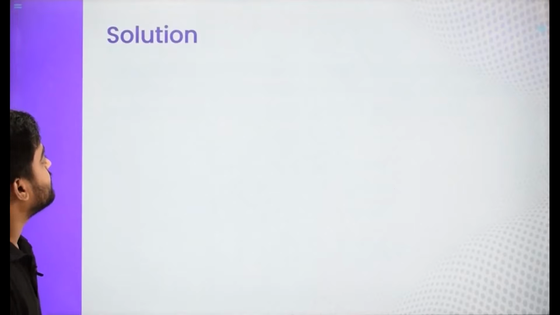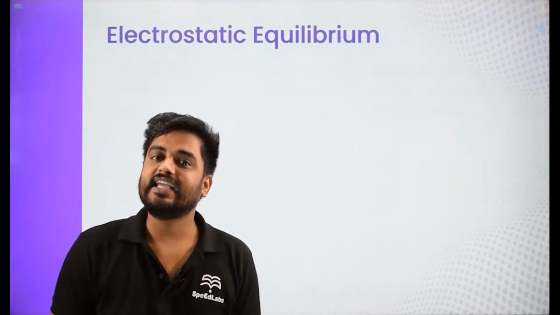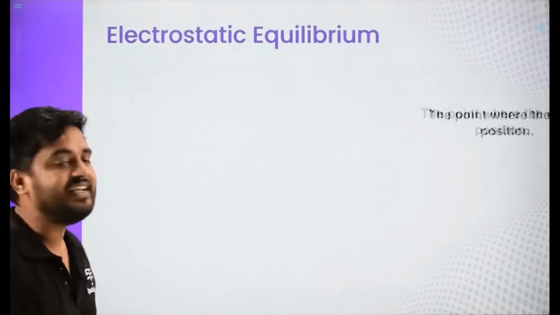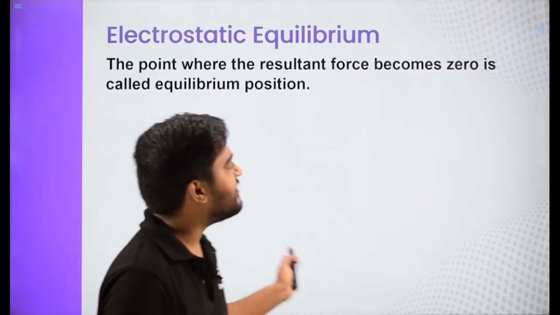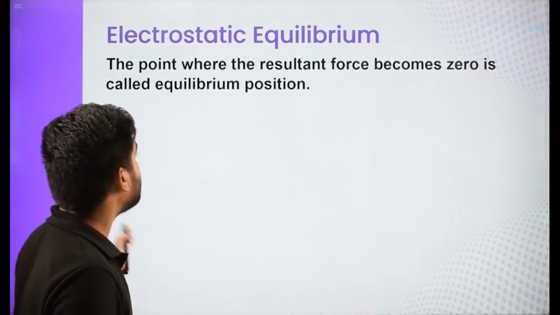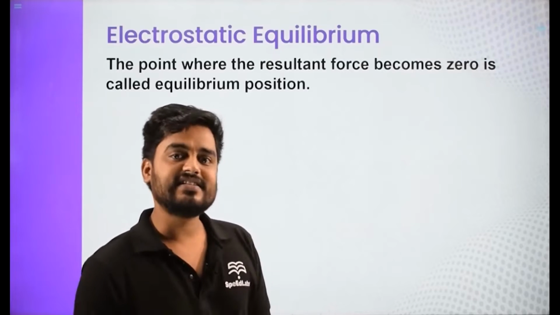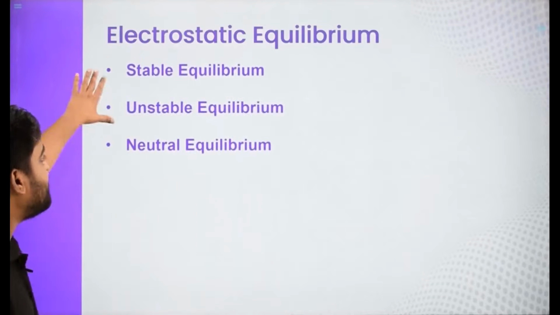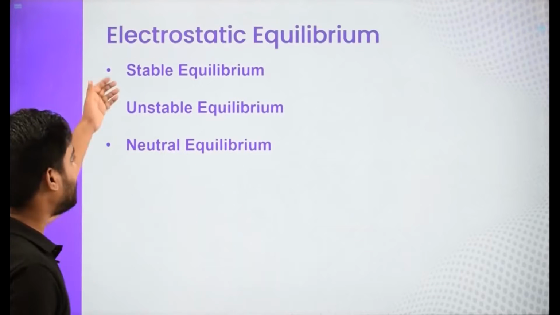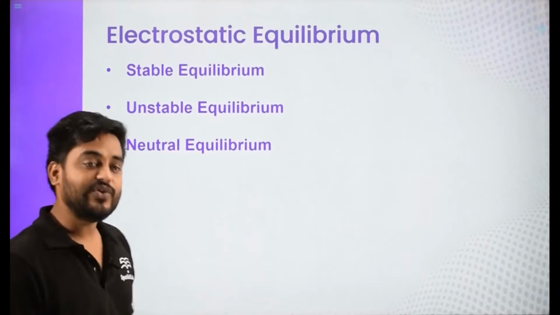Now, let us discuss electrostatic equilibrium. If we talk about equilibrium, how many types of equilibrium are there? So first, what is equilibrium? The point where the resultant force becomes zero is called the equilibrium position. Net force has to be zero. We have already discussed equilibrium in our mechanics. And the types of equilibrium are: stable equilibrium, unstable equilibrium, and neutral equilibrium.